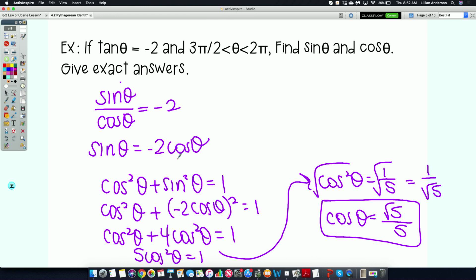I can take that and plug it back in here because that is what sine was equal to. So this becomes negative 2 times the square root of 5 over 5. So then what is sine theta?